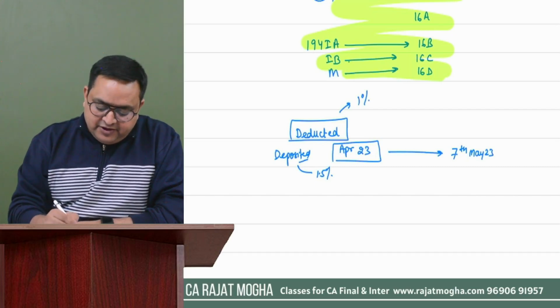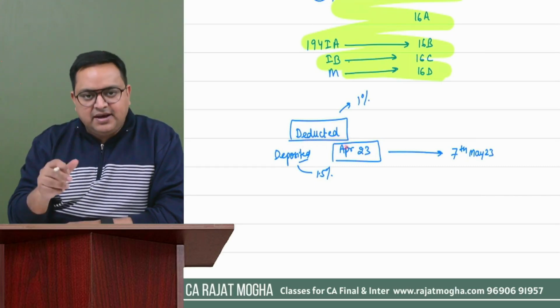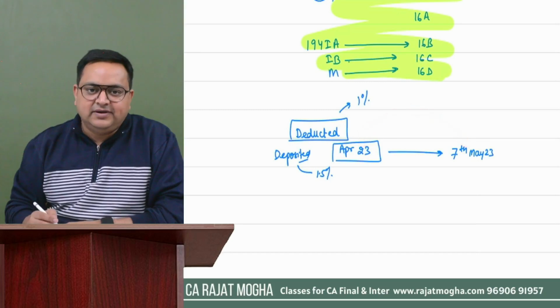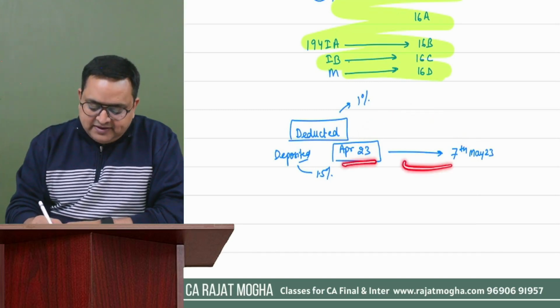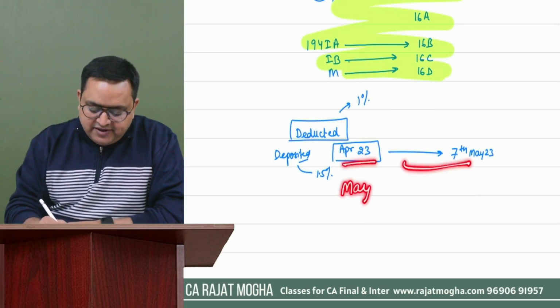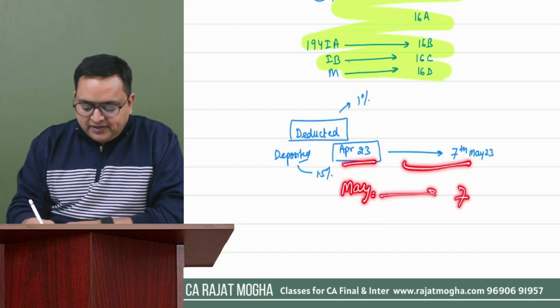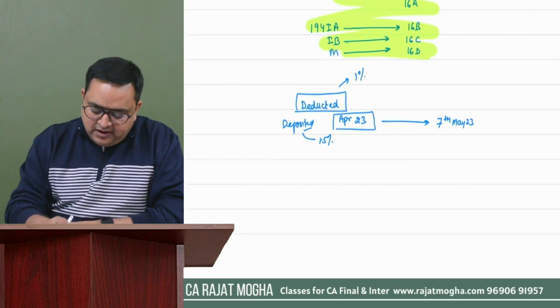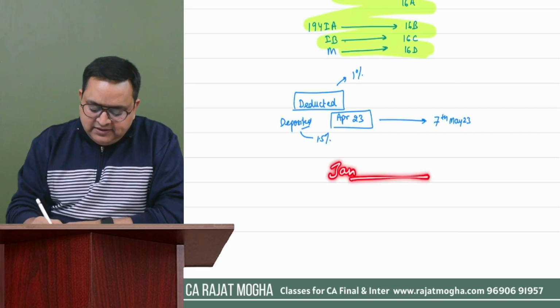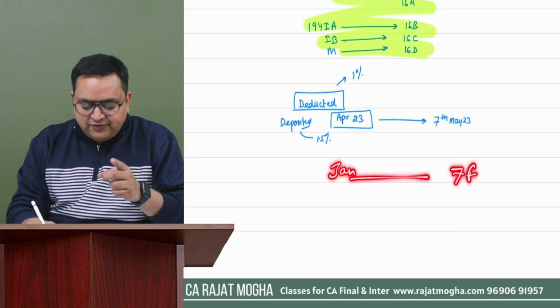So whenever you have deducted in any month, you have to deposit it by the 7th of next month. Let's say if it is April, then by 7th of May. If you have deducted in the month of May, then by 7th of June, and so on. If it is the month of January, then go and deposit it by 7th of February.